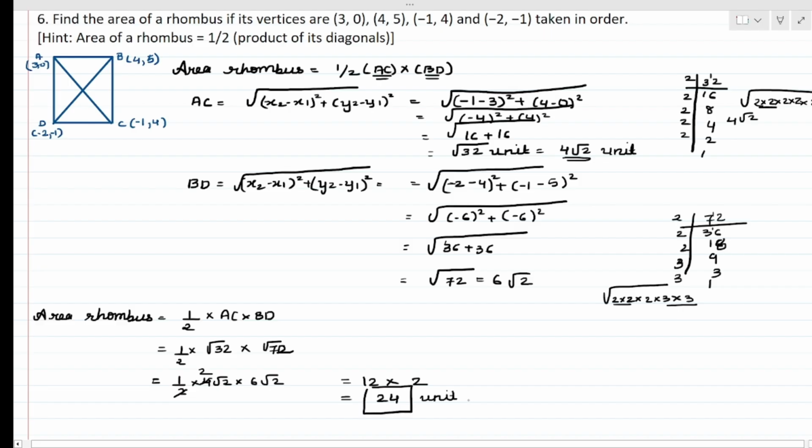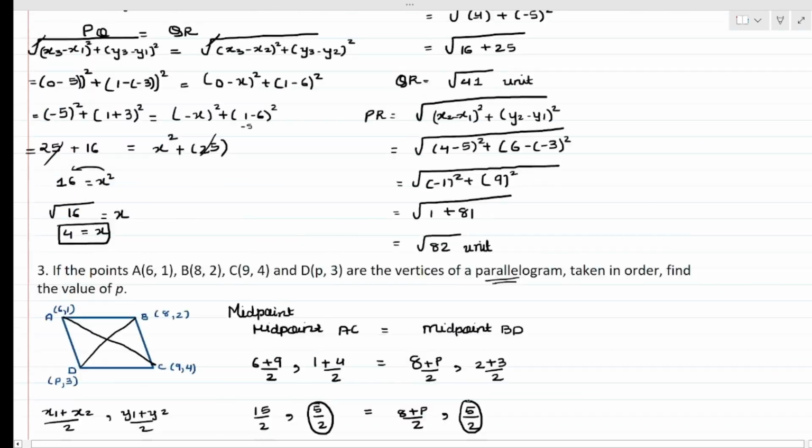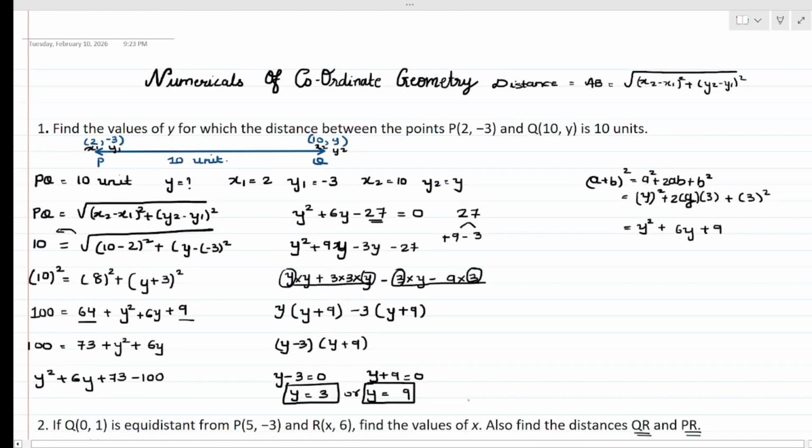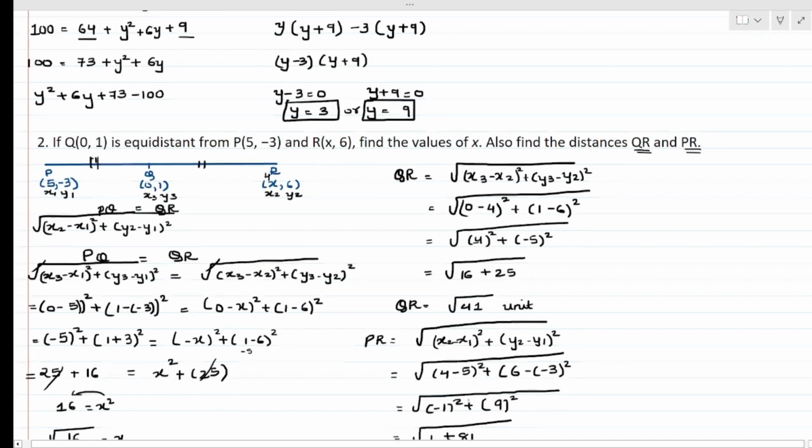So here we are done with chapter number 7, coordinate geometry, some important numericals which you can go through, and I hope you understand.